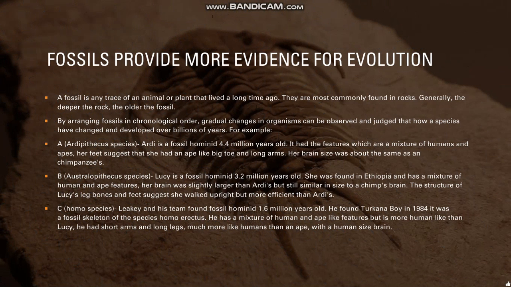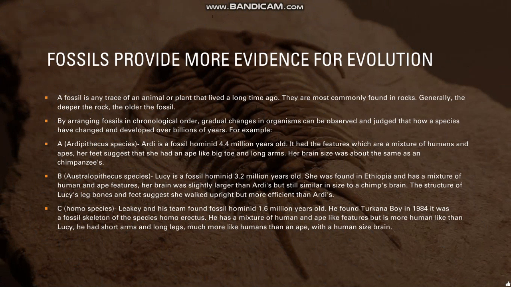B. Lucy is a fossil humanoid 3.2 million years old. She was found in Ethiopia and has a mixture of human and ape features. Her brain was slightly larger than Ardi's, but still similar to the size of a chimp's brain. The structure of Lucy's leg bones and feet suggested she walked upright, but more efficiently than Ardi.